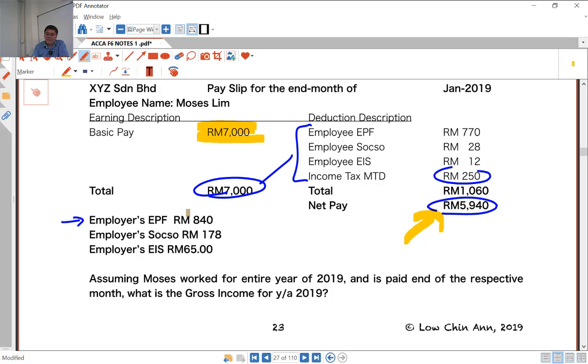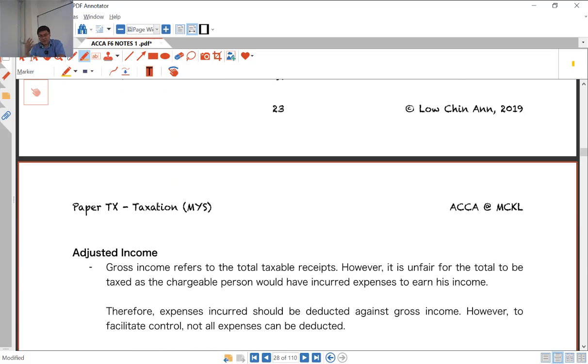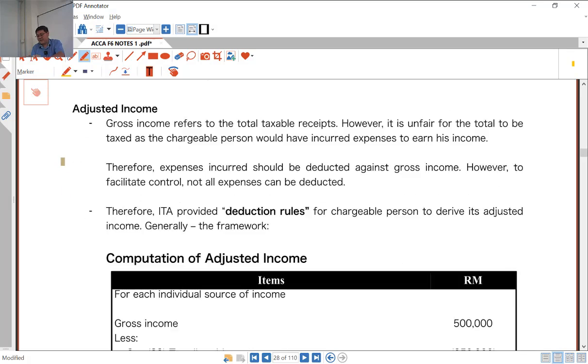Now what about EPF, all that? That one is not considered as part of your income that's taxable. So that's why this figure doesn't come in. Okay, but the 7,000, yes. Okay, clear? Now just something to start with: income always begins with gross. Now let's go to page 24.